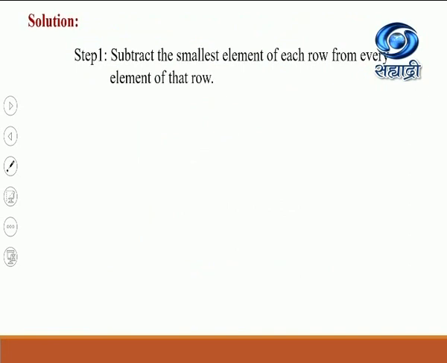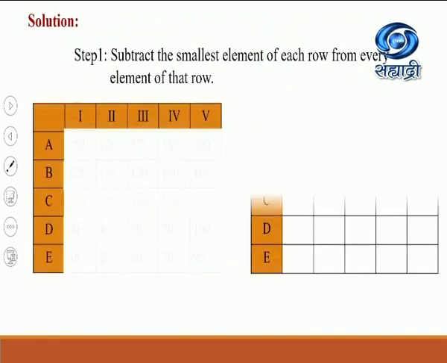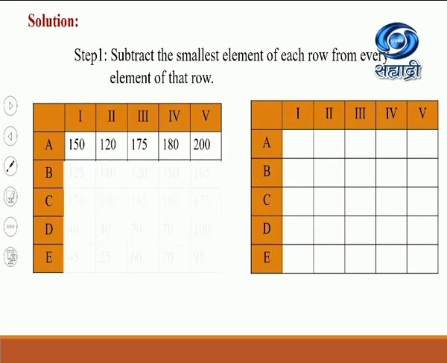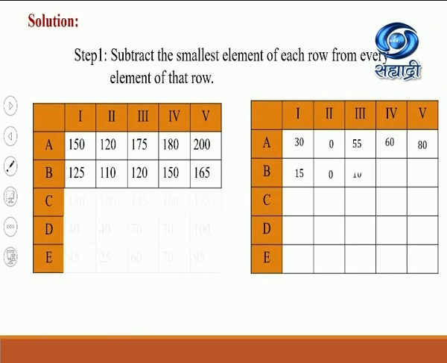First is the row minimum technique. So find out the smallest element from each row. Look at the first row. The smallest element is 120. Subtracting 120 we get 30, 0, 55, 60 and 80. Second row, the smallest element is 110. Subtracting 110 from every element, we get 15, 0, 10, 40 and 55.